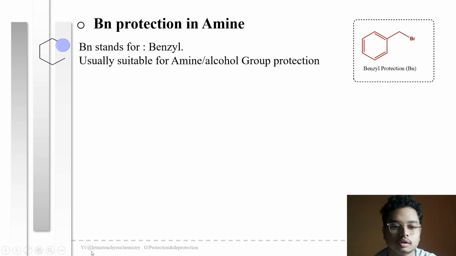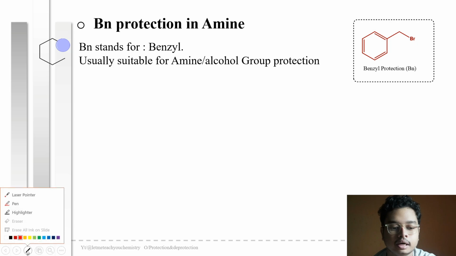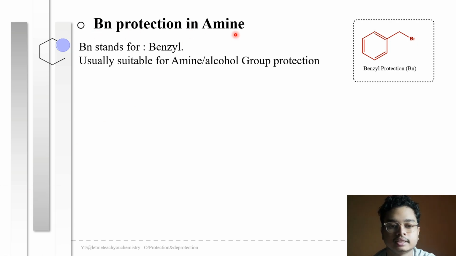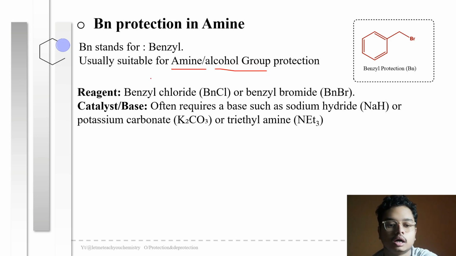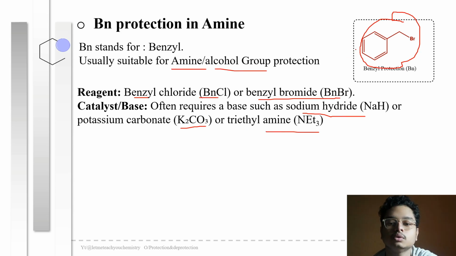So we initially begin our protection strategies with the simple one. This is the Bn protection. Bn stands for benzyl protection, and it is usually suitable for amine and alcohol group protection. The reagent is benzyl chloride or benzyl bromide, and we also need some kind of base during the protection, such as sodium hydride, potassium carbonate, or triethylamine, to get the job done.